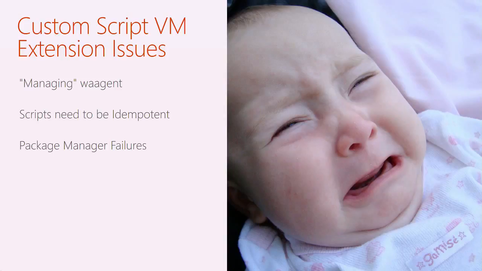You need to make sure your scripts are idempotent there. And then package manager failures. We've seen quite a few instances where using apt-get, the package manager for Ubuntu that we use to download Java and download Elasticsearch, we've seen a few issues with that just being unable to go and get packages for seemingly no obvious reason. So we've had to build in retries there to re-download that package if it fails. So we've had to build quite a fair bit of resiliency into our scripts there.